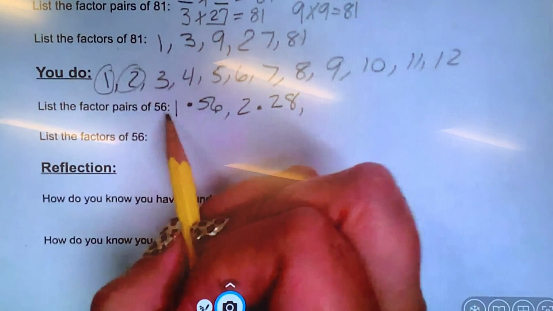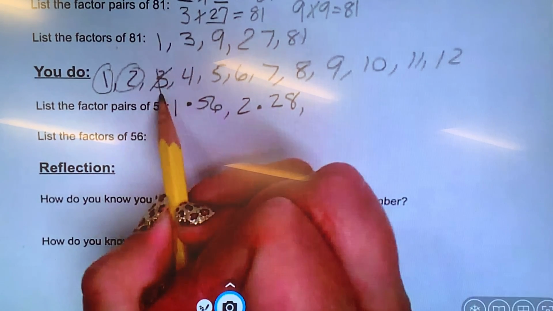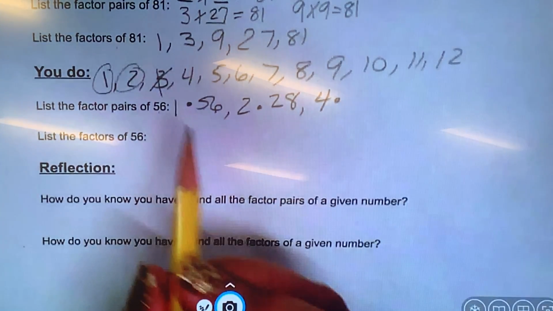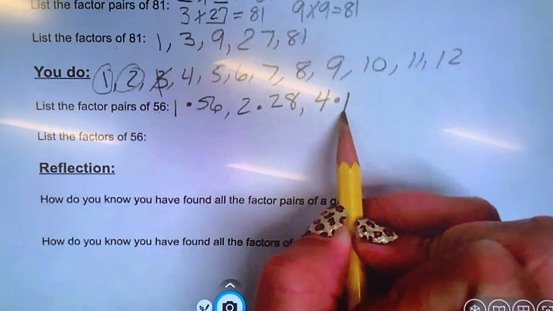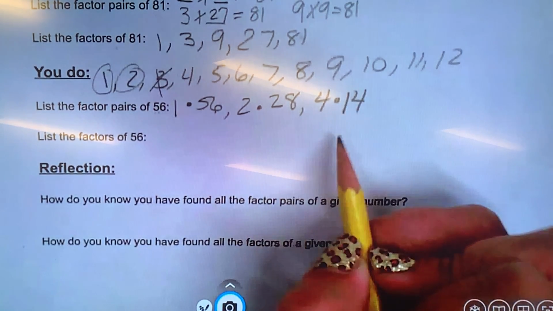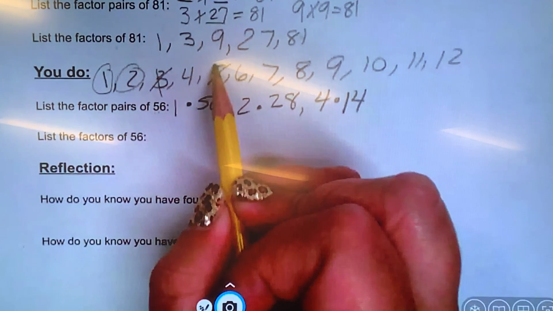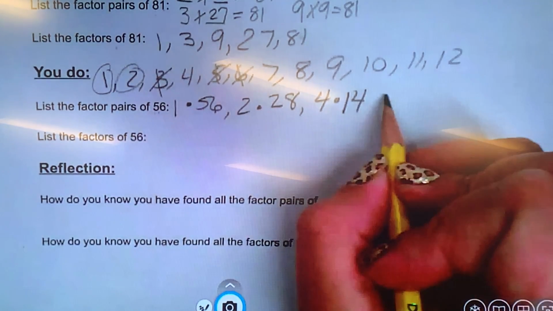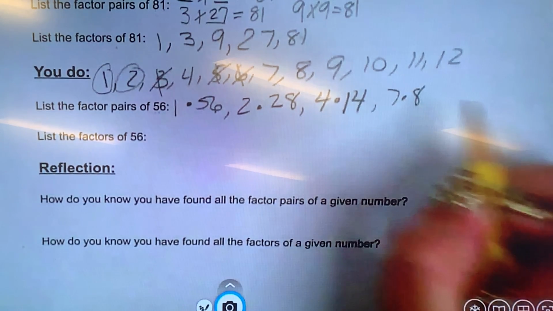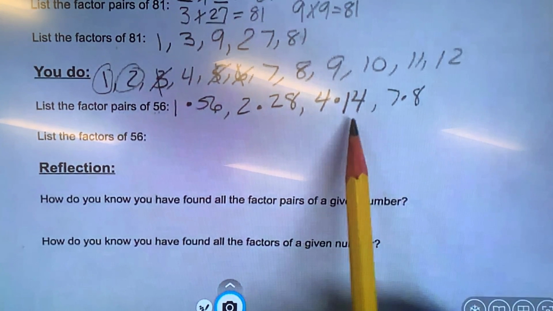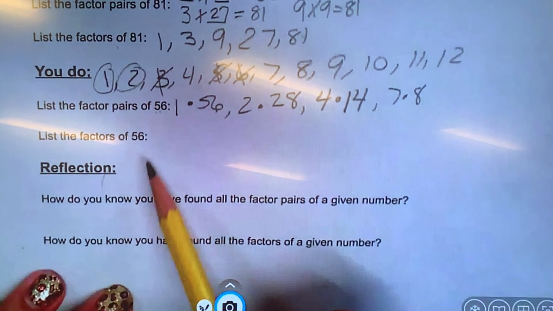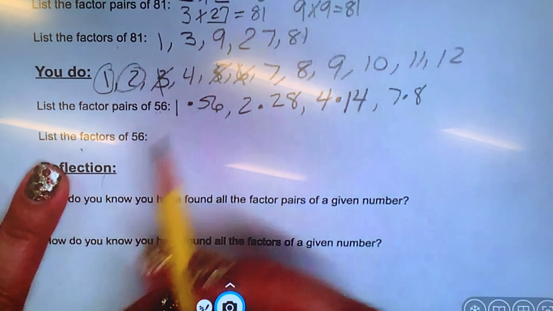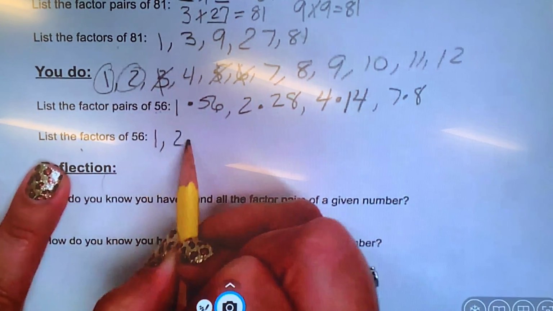3, 6 plus 5 is 11, so 3 will not work. 4 goes into 5 one time, leaves 16, so that's 14. 5 will not work. 6 will not work. 7 times 8. I know I'm finished because I'm going to start repeating factors from here, so I can stop. Again, list the factors in order from least to greatest.